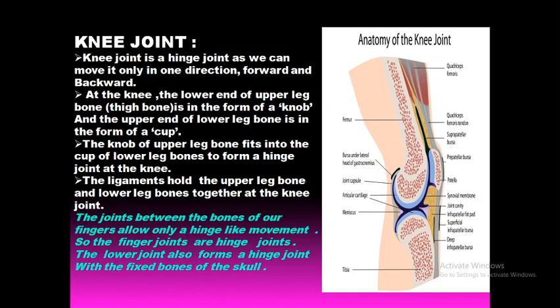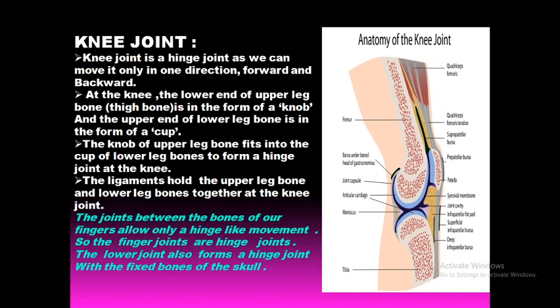So the ligament here is doing the same function as in the upper arm, holding the upper leg bone and the lower leg bones together at the knee joint. In this picture also we have seen that the elbow joint and the knee joint are examples of hinge joints.